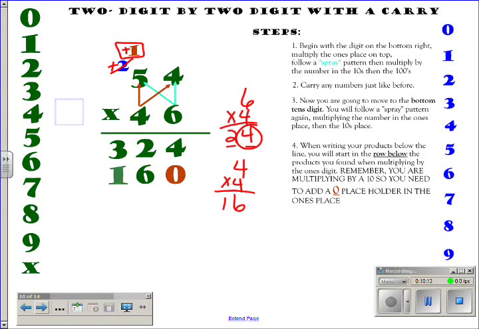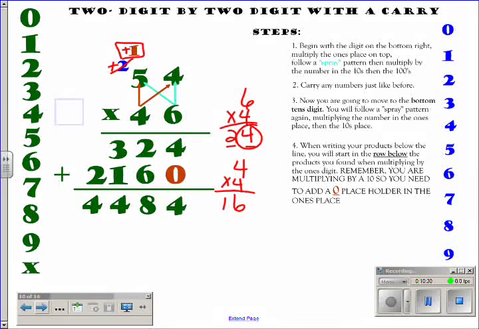4 times 5 is 20. Plus 1 is 21. I'm going to add those together. 4 plus 0 is 4. 6 plus 2 is 8. 3 plus 1 is 4. Am I missing a number here? I am. That number should have been there. 23. I don't want to move right though. 4,484.